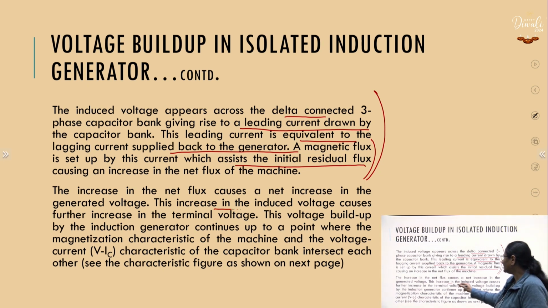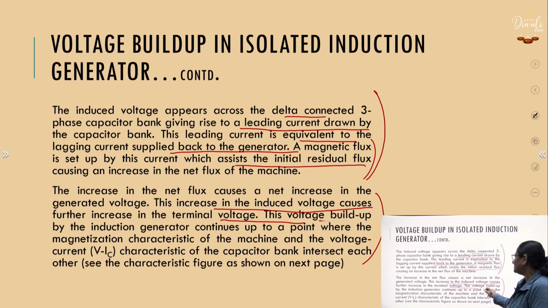So, this increase in induced voltage causes further increment in the terminal voltage. The terminal voltage is also appearing across the capacitor bank. So, this causes an increment in the current, an increment in the capacitor voltage as well. The current drawn by the capacitor increases.